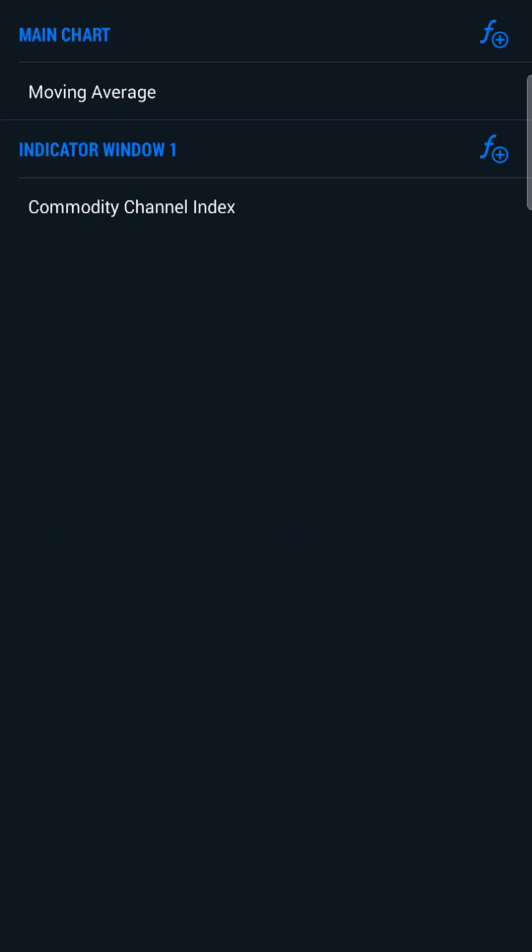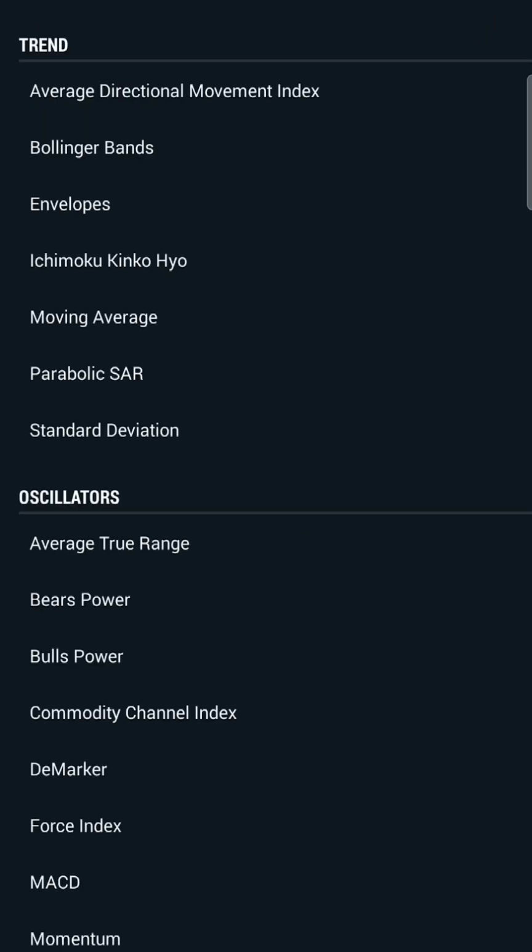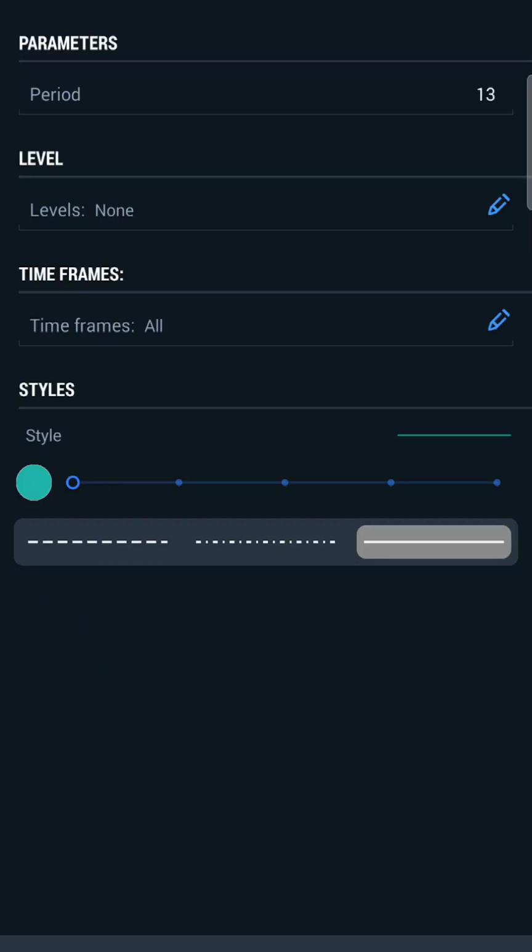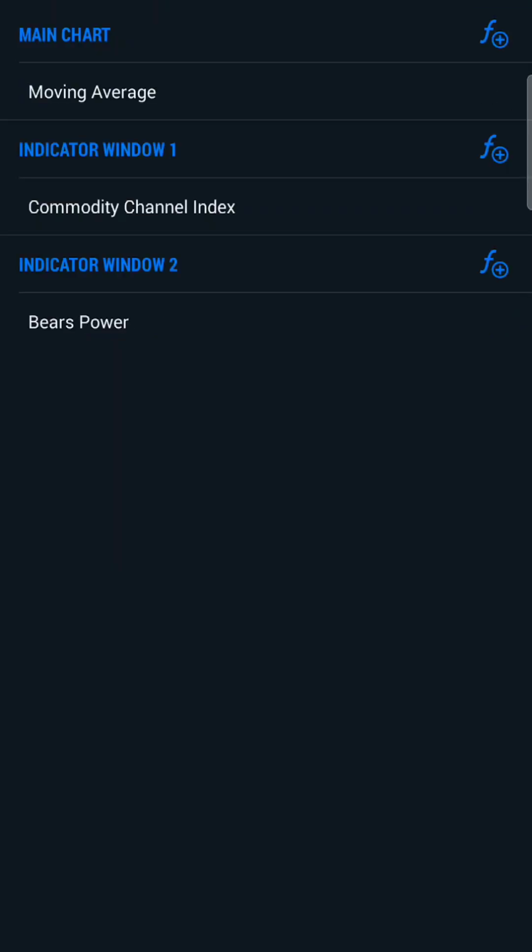Okay, then we click on the F plus in front of the main chart again, not the F plus in front of indicator window 1. Then we click on it again. Then we select bears power. Bears power is also, the period is 13. The levels are none. We don't need levels in bears power. We just need to understand if the bears are in our direction. Okay, so we click on it. So now we are done. We can check our main chart now.